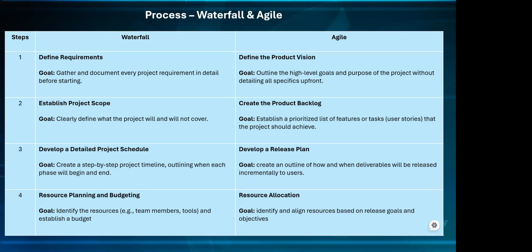So after that has been done, the next step would be to develop a detailed project schedule. The goal for that step is to create a step-by-step project timeline, outlining when each of the phases will begin and when it will end. So you develop a schedule for the project that outlines the start and the end of the elements of the project or the product, depending on which it is, with their timeline and the milestones and the expected deliverables. So, like we said, it has its phases. So that project schedule has phases.